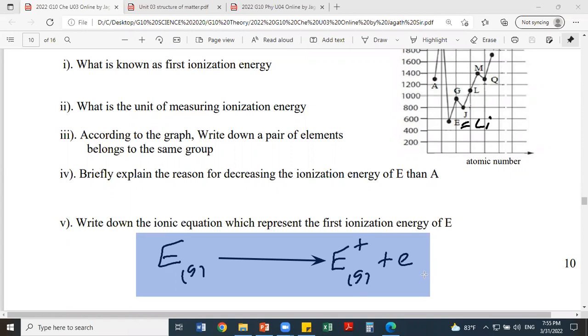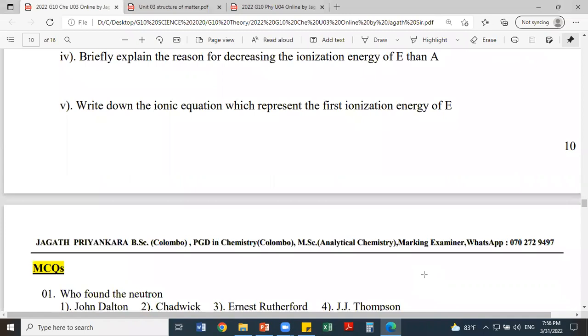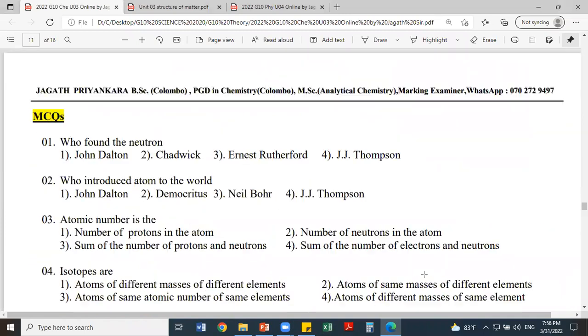Is that clear? Okay, I'll erase the screen now. MCQs. Shall we do the first 5 MCQs?